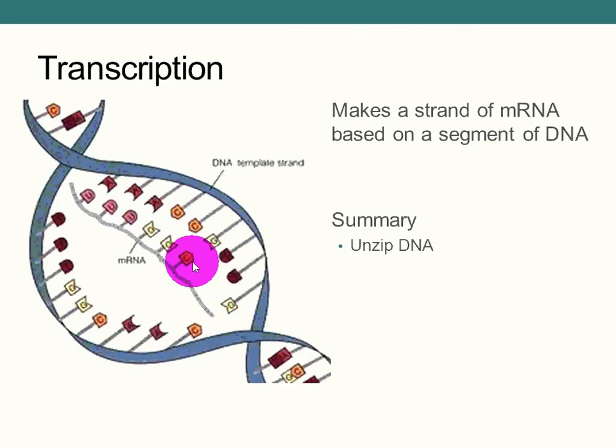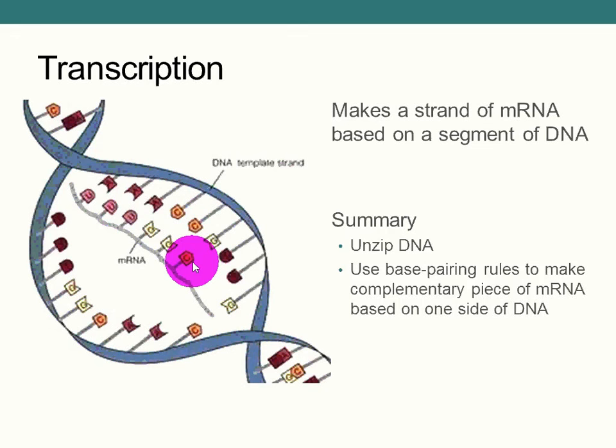We need to break all those little weak hydrogen bonds. And then we have an enzyme come in. What that enzyme is going to do is notice if there are any strands here on just the one side, the template strand. With transcription, we don't care about this other side. We kind of just ignore it. And what we do is we just make a piece of mRNA that would match. And then your DNA rezips like nothing ever happened.